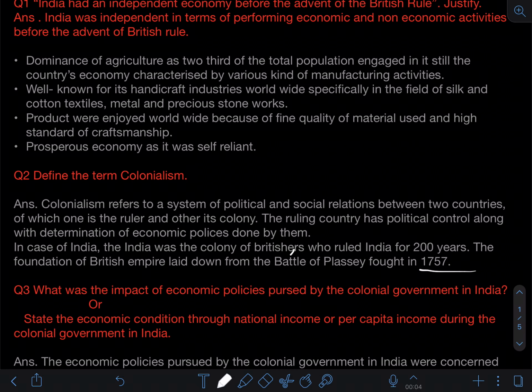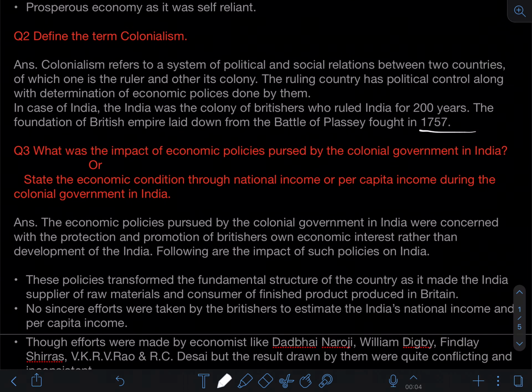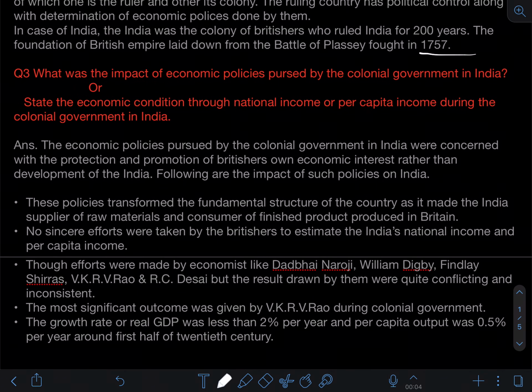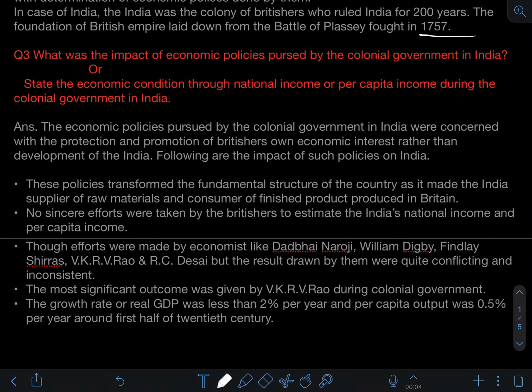Okay. Next we have a very important question, which is quite important in terms of board examination. They can ask you what was the impact of the economic policy that has been pursued by the colonial government in India, or state the economic condition through national income or per capita income during the colonial government in India. Be very careful. Economic policies formed by the Britishers, that is the colonial government in India, the impact. The policies they are not going to ask, because that would be covered under other topics.